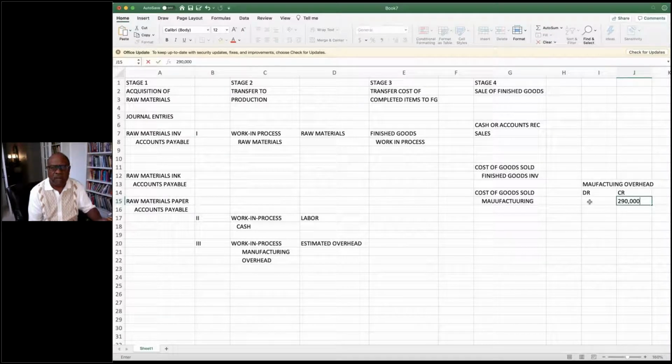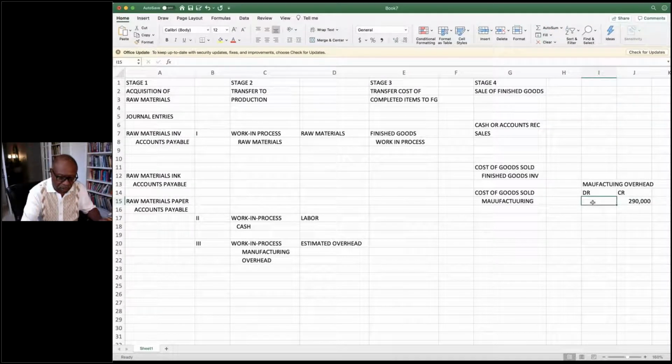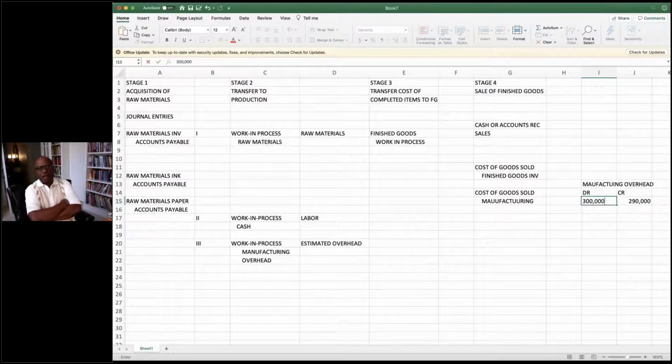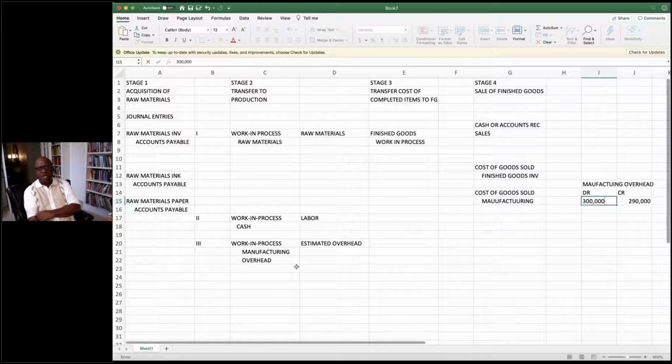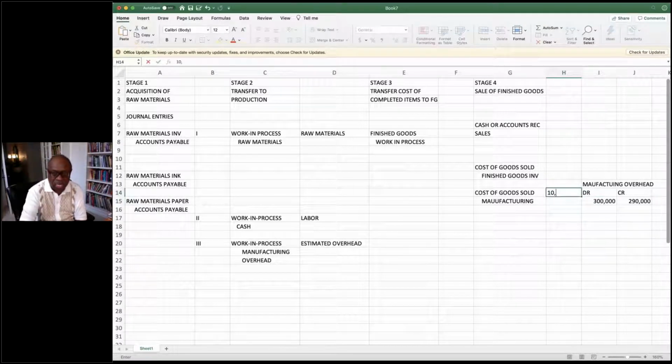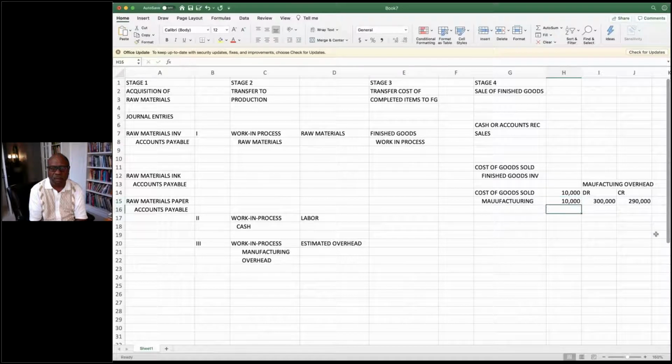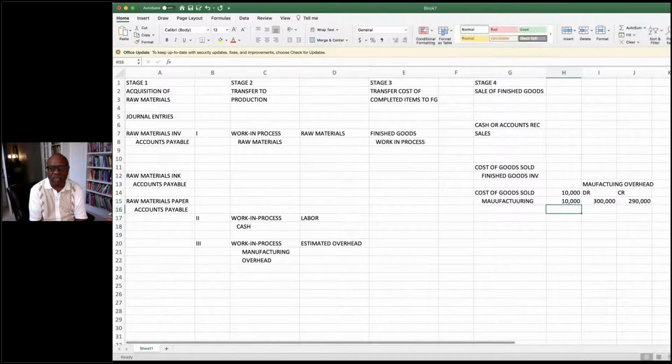When the actual costs come in, they're $300,000. So we're simply closing out this account. We had $290,000 of the costs in there. We need to put $10,000 more in there, so we're going to debit cost of goods sold and put the additional $10,000 in, because we didn't estimate enough. We didn't apply enough, and we're going to credit manufacturing overhead.